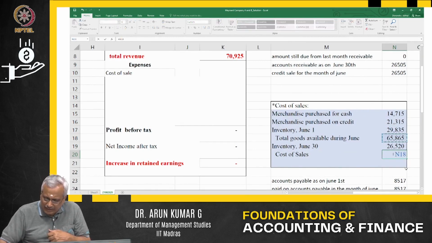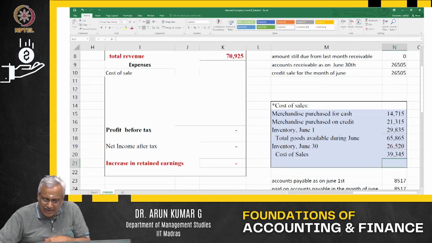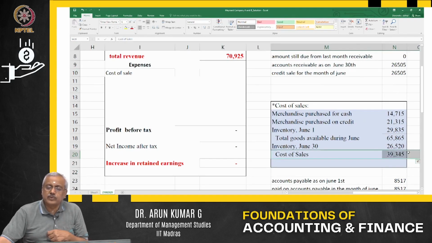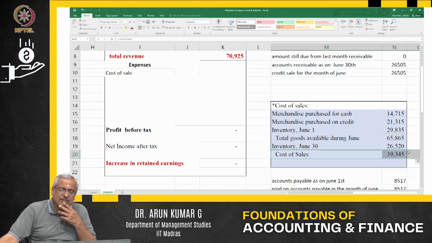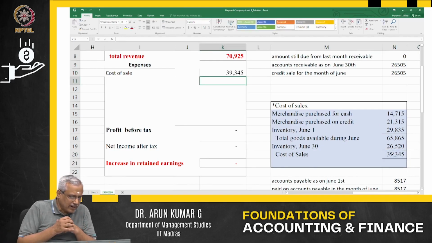That is what is available minus what is left over at the end of the month is what is utilized during the month of June. So, my cost of sale is, this is the amount of cost of sale that I will basically have out there.